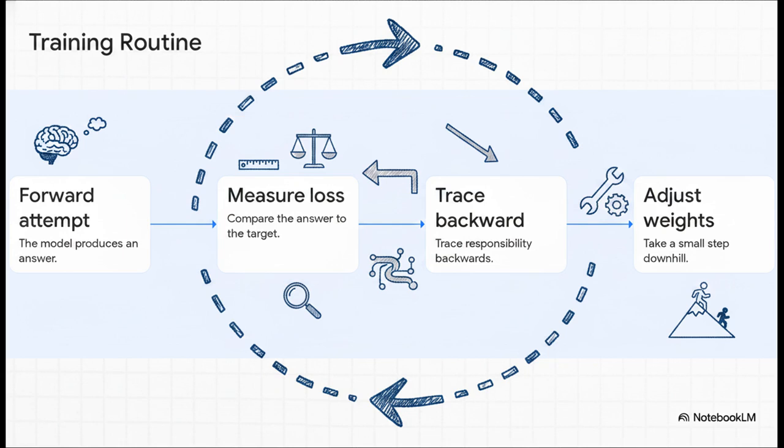First, the forward attempt. The model tries to produce an answer. Second, measure loss. It compares its answer to the actual target. Third, backward guidance. Backpropagation traces the responsibility for the error. And fourth, adjust parameters. It takes a small step downhill. Then, it just repeats. Training is this patient, continuous cycle of improvement that gradually builds intelligence. It isn't one magic light bulb moment. It is a highly measured, repetitive routine.